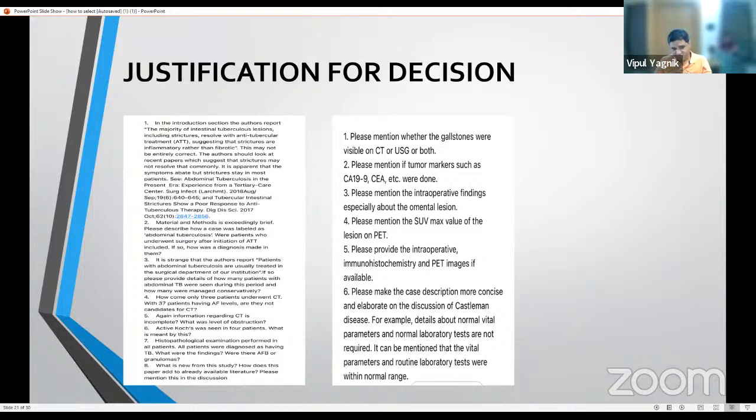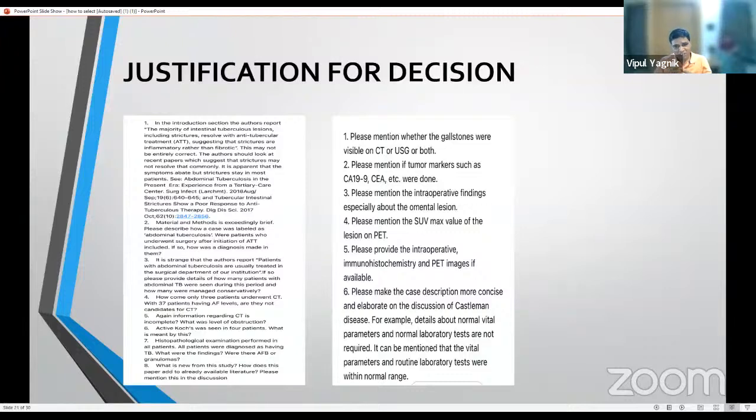Reviewer has raised a query: why only 3 patients underwent CT scan? What about the rest of the 47 patients? Reviewer also asked what is new from the study, whether this study is adding anything new to the literature. On that basis, the editor has seen the manuscript and found that it is not suitable for that particular journal, and it has been rejected.